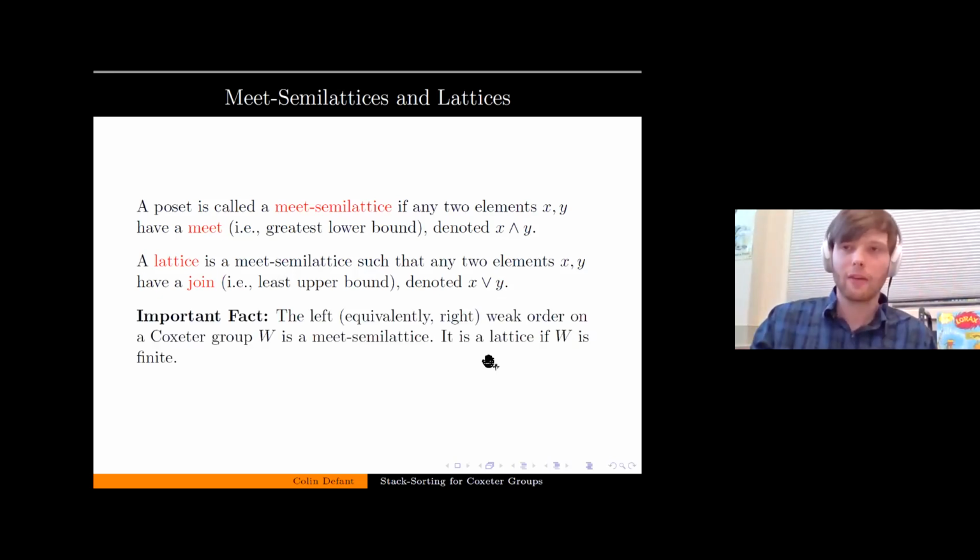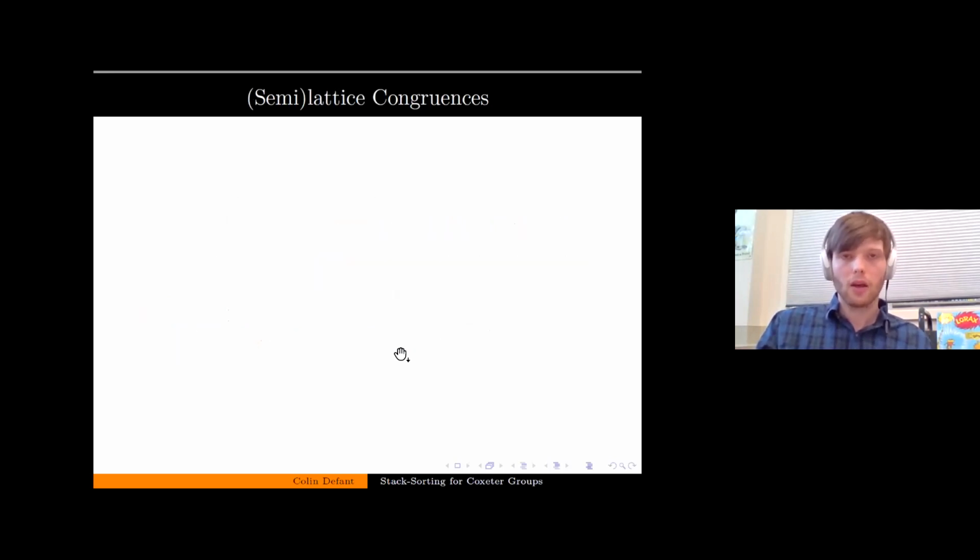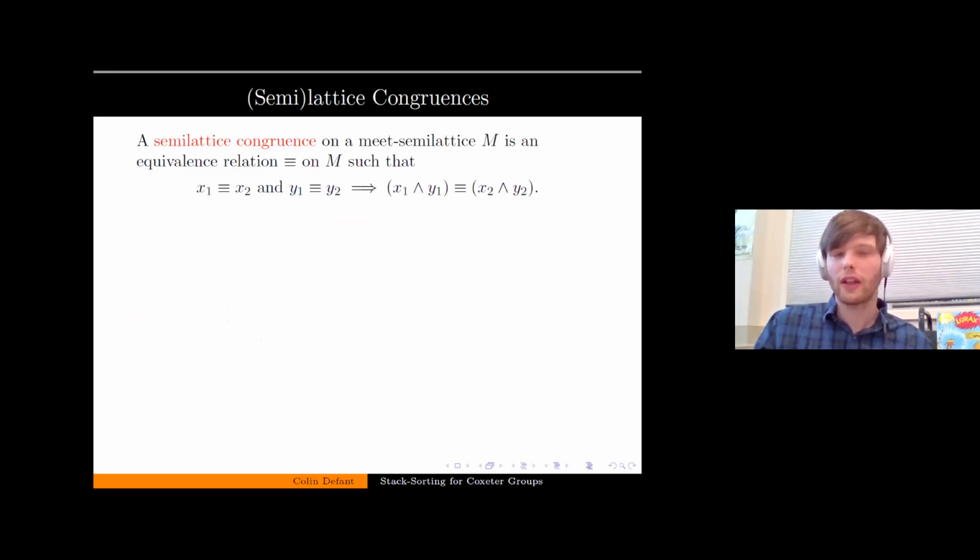A very important fact about Coxeter groups is that if you take the left weak order on a Coxeter group, then it is a meet semi-lattice. And also if the group is finite, then it's actually a lattice. Alternatively, I could have said right weak order here because again, the two partial orders are isomorphic to each other as posets. Okay, I'm almost done with the definitions here. I realize it's sort of a lot.